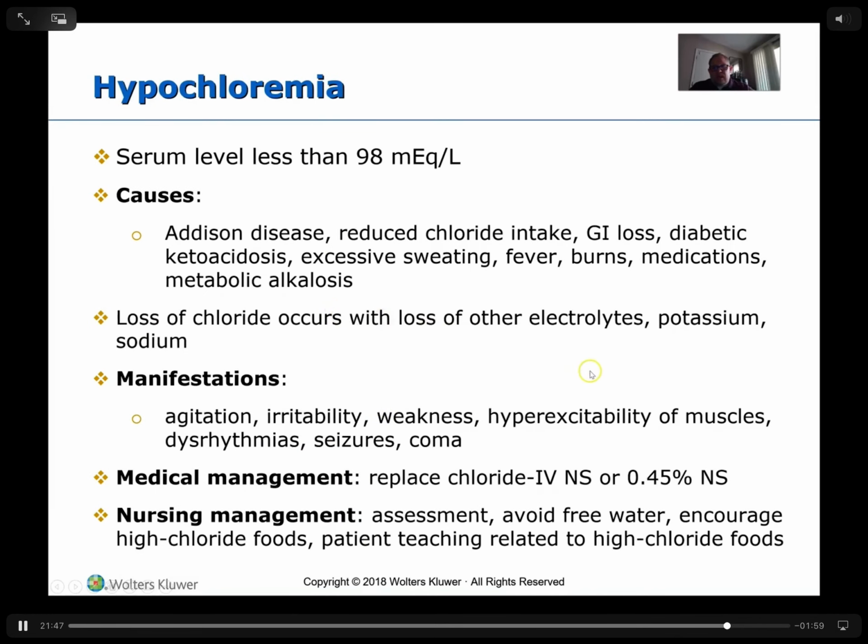And then lastly, we've got hypochloremia. These are going to be serum levels less than 98 milliequivalents per liter. Some causes: Addison's disease, reduced calorie intake. Manifestations: agitation, irritability, weakness, hyperexcitability of muscles, dysrhythmias. So you're going to replace with chloride IV, normal saline or half normal saline. You're going to avoid free water, encourage high calorie foods. Patient teaching related to high chloride foods.